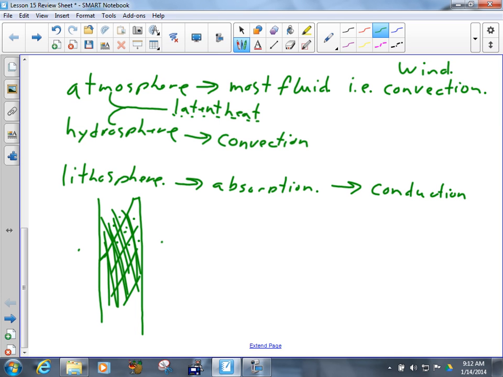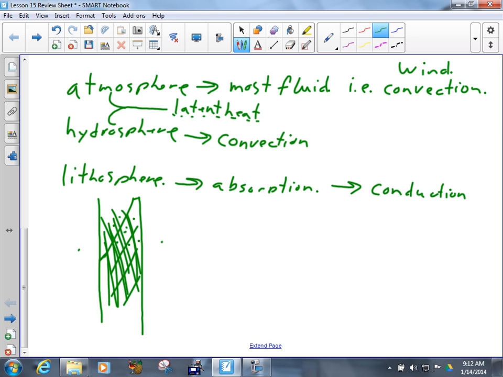What about for radiative energy? If you want to keep it out, what do you have to do with it? You have to reflect it away. What do you need for that? Light colors. Okay, if you want to absorb it, you want dark colors, right?